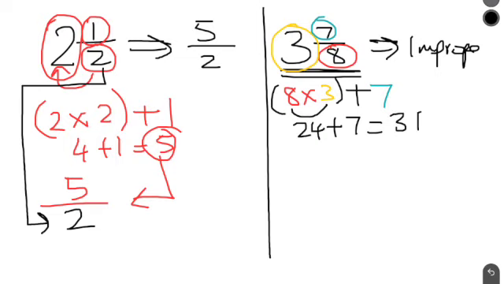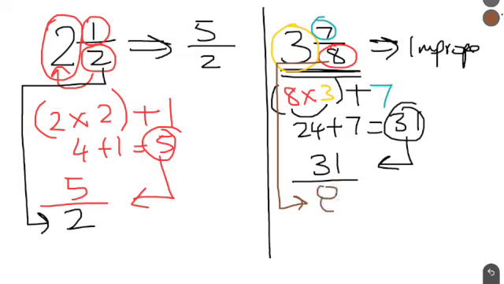Okay, so now we found 31. We want to now take this number and apply it to our numerator. So this 31 is going to be in our numerator. And then the denominator, we're going to take whatever is in our denominator here, and we're going to move it here.